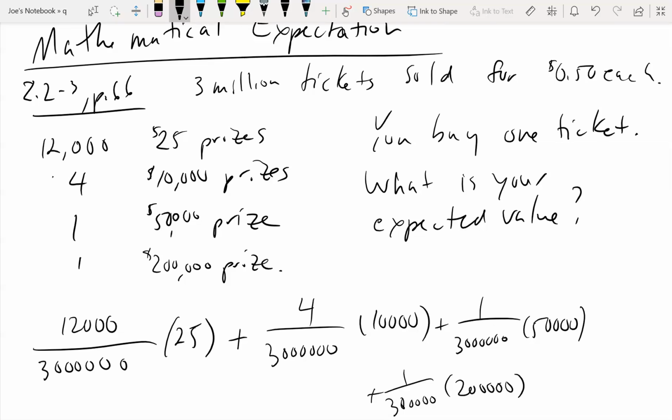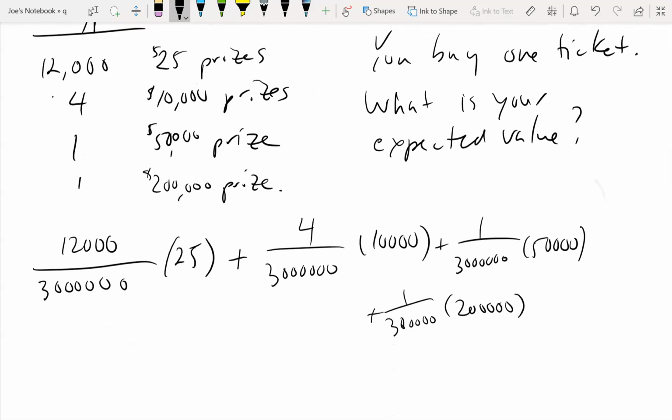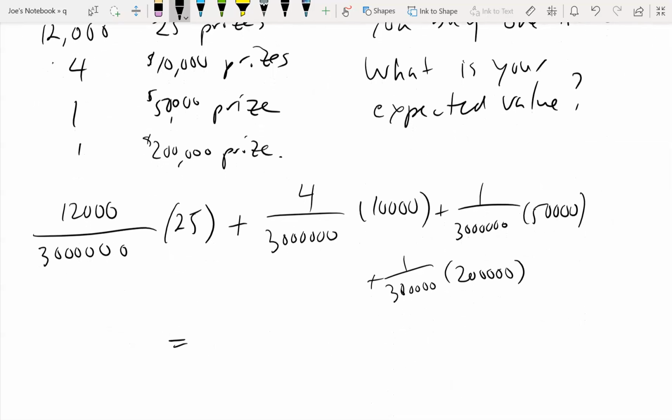Yes, Sam? Then do you subtract the loss? Yep, that's what we'll do in a minute. So if you do this particular value, what do you get if you type all this into your calculator?